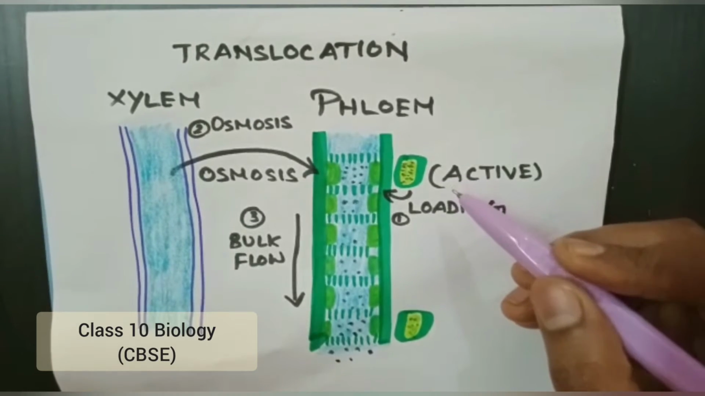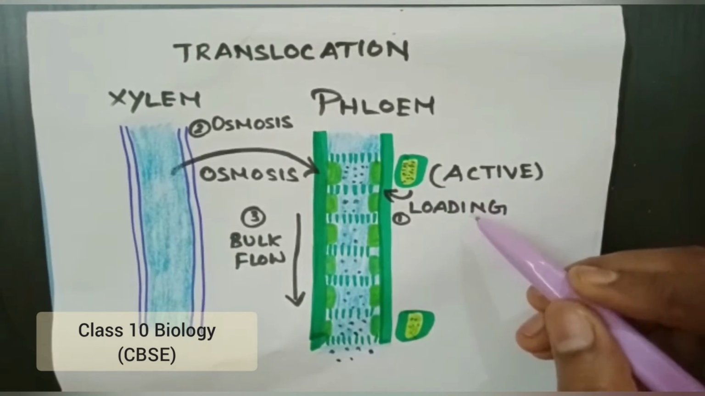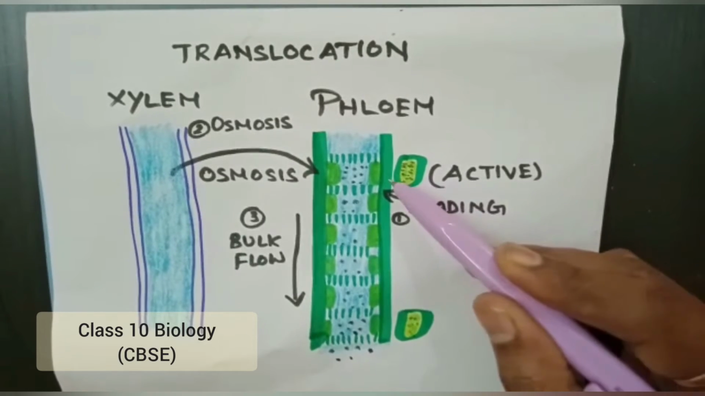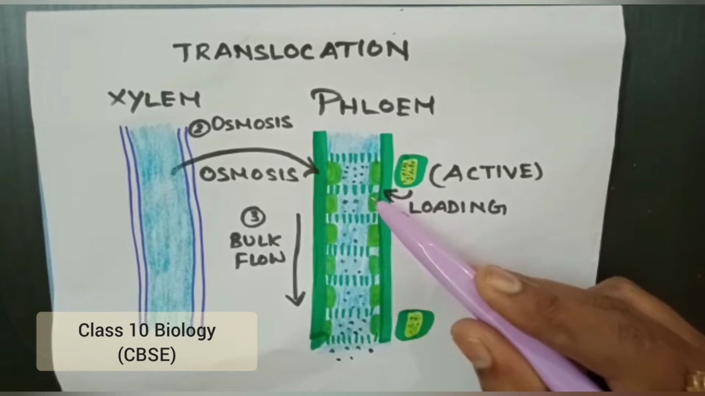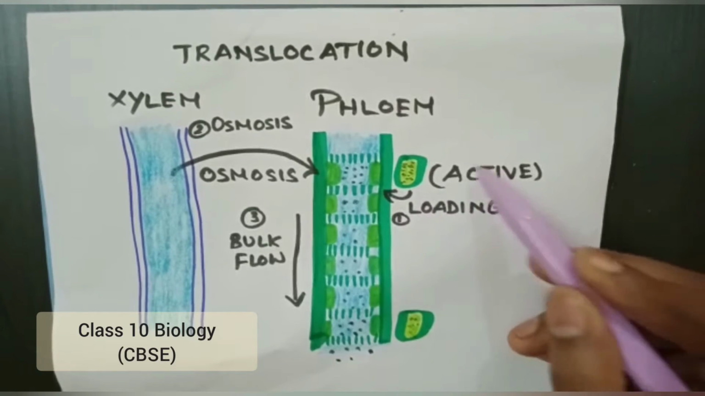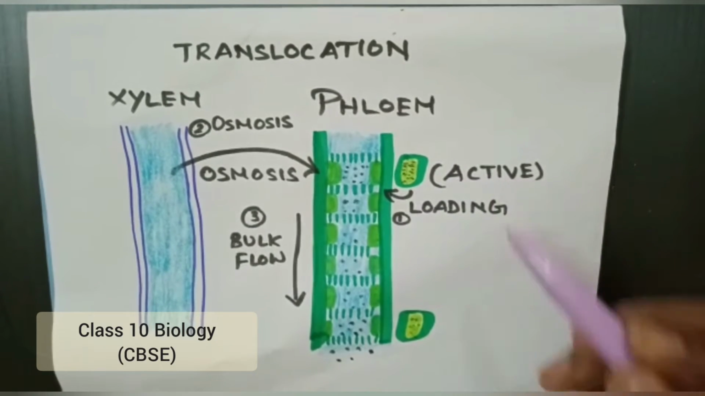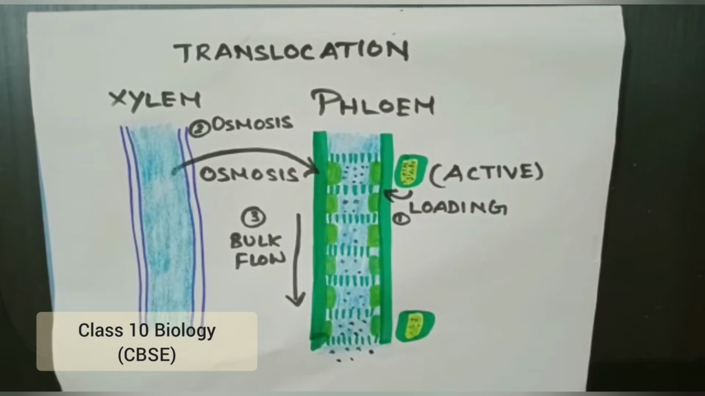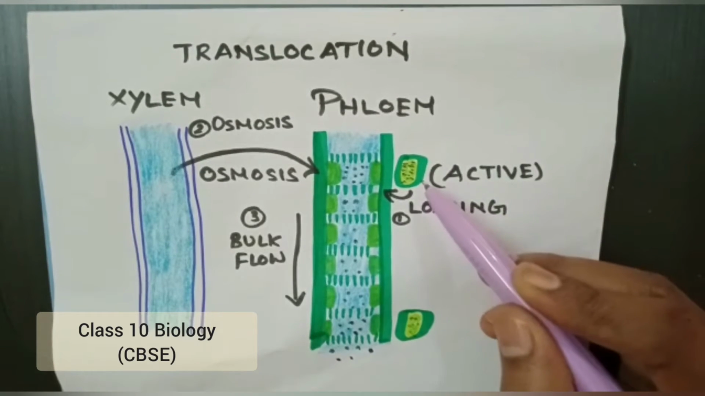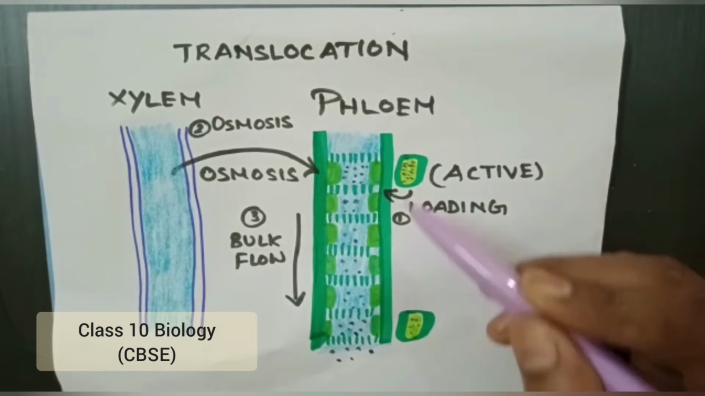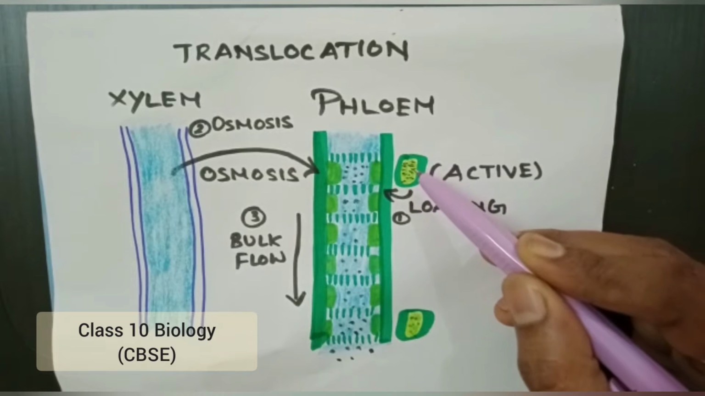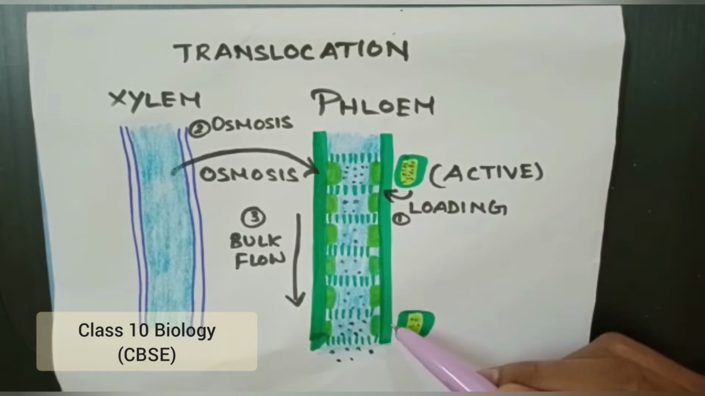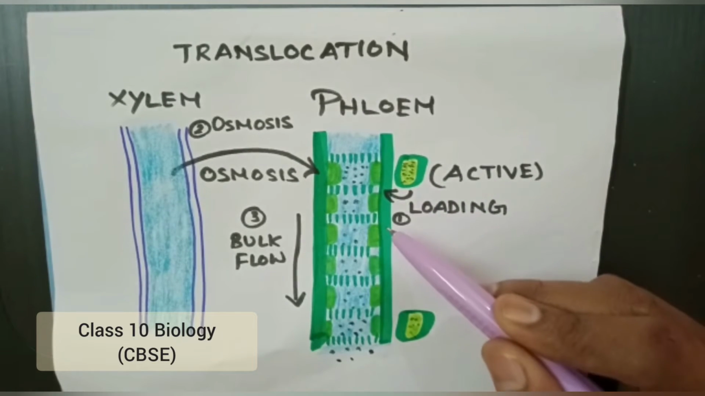So the first step, as we predicted, is to put the sugar into the phloem tube, which is called loading, and this process is an active process. What does that mean? If the concentration over here of sugar is less than over here, then the sugar will automatically diffuse from higher to lower concentration. But the concentration will equalize.